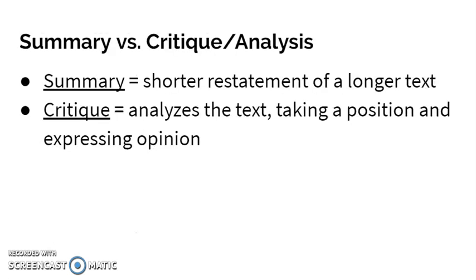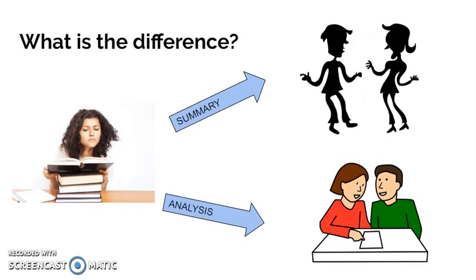A summary is a shorter restatement of a longer text, whereas a critique analyzes the text, taking a position and expressing an opinion. The difference between the two is clear if you think about telling a friend about a book you just read. You meet up with your friend and you give him an overview of the main events, the plot. That's the summary. However, if you begin to talk about what you liked, didn't like, and how the author could have improved the setting and the theme in the novel, that's a critique.